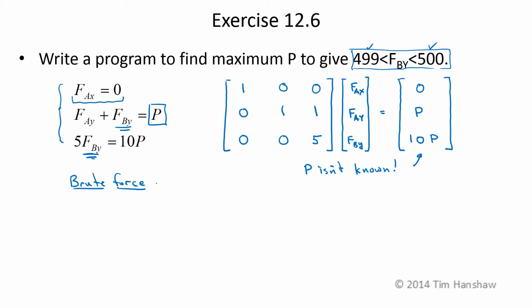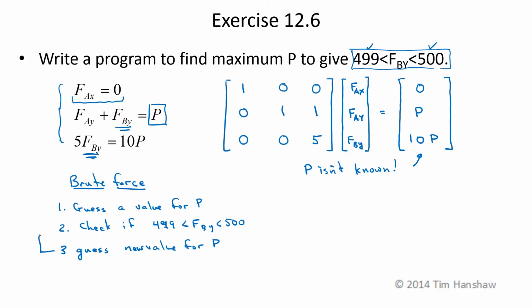No cleverness, no finesse involved at all. What I can do is just flat out guess a value for p. I can check with that value to see if fby is in the range of 499 to 500 pounds. If it's not, I can guess a new value for p and keep doing that. Now I just need to decide what kind of algorithm I want to use to guess my values and check them. So let's write a little bit of pseudocode.